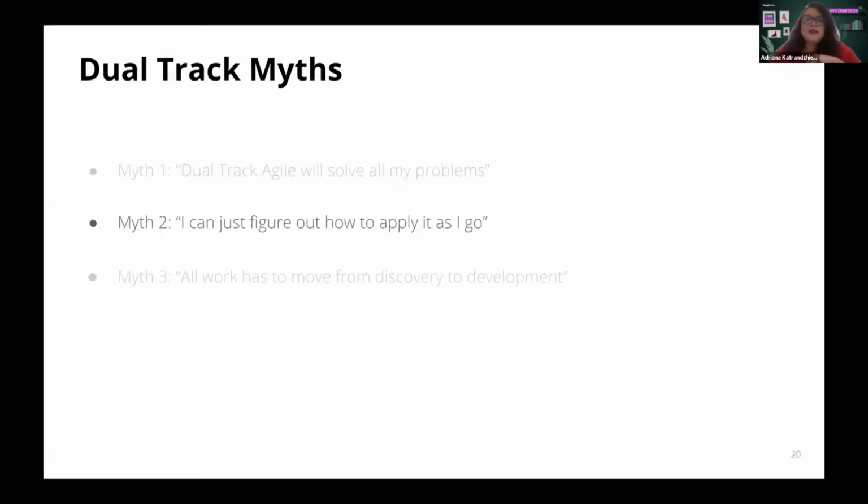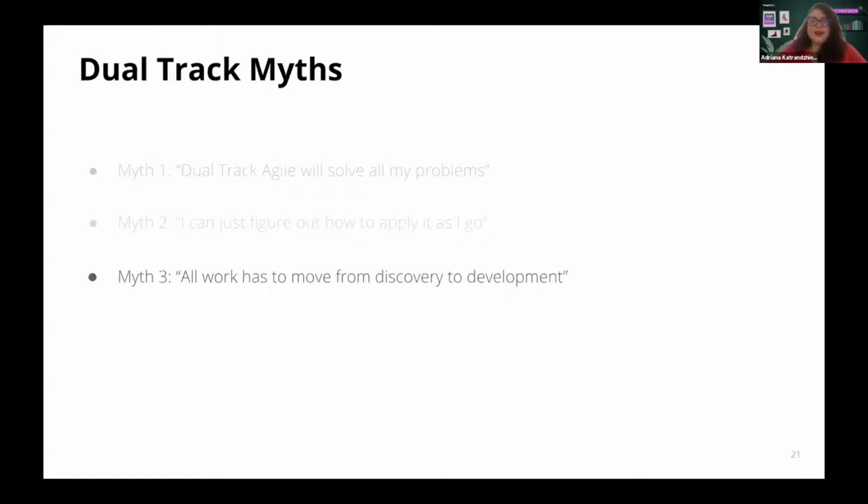And the last myth is around that notion that all work that is in the discovery track has to move into the development track. That's not necessarily the case. In fact, in one of the teams, we had quite a log of items that we decided to kill. And that's okay. In fact, it turned out to be more valuable, because those are all items that we did not invest any more time and money in building, only to realize at the end of the day that it's not something of value.